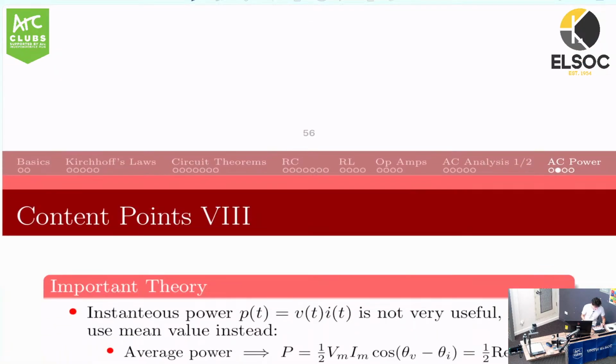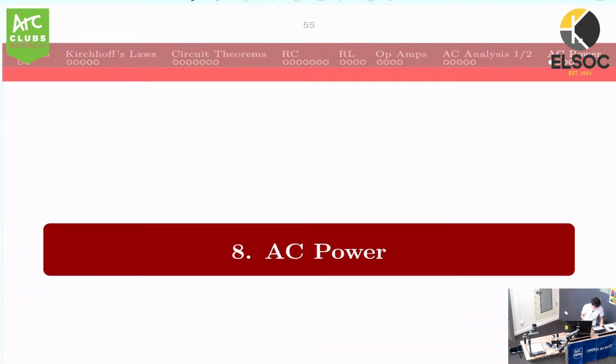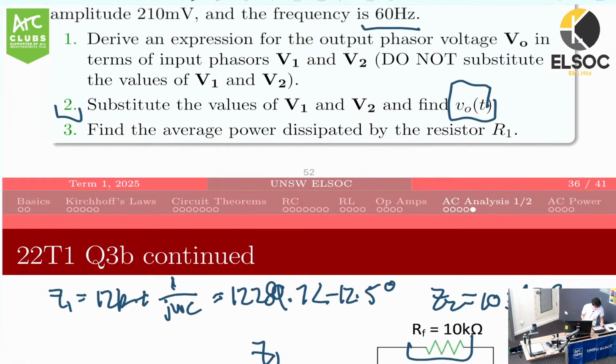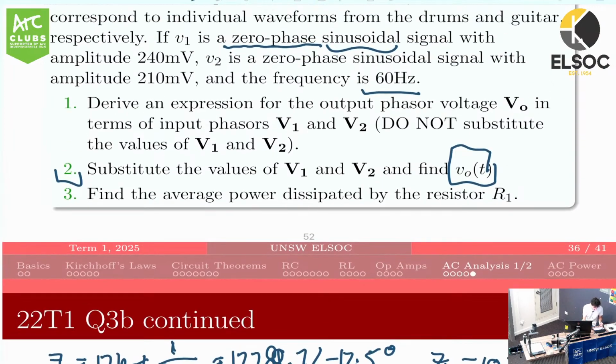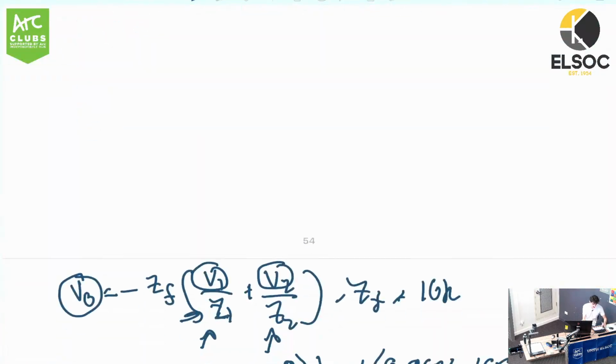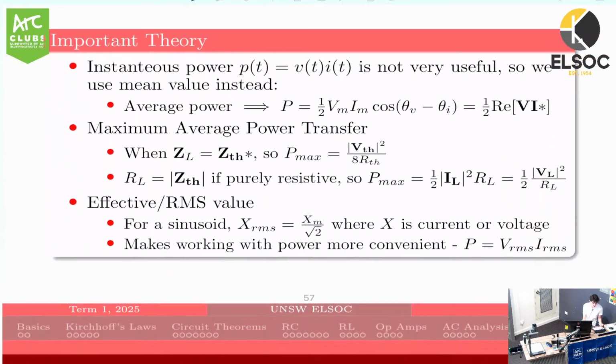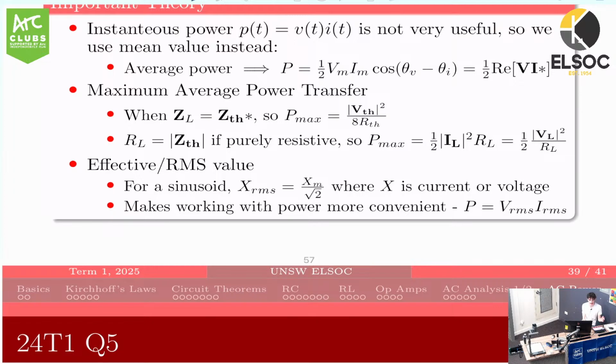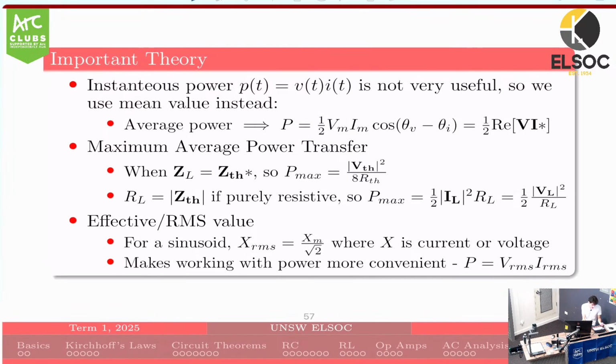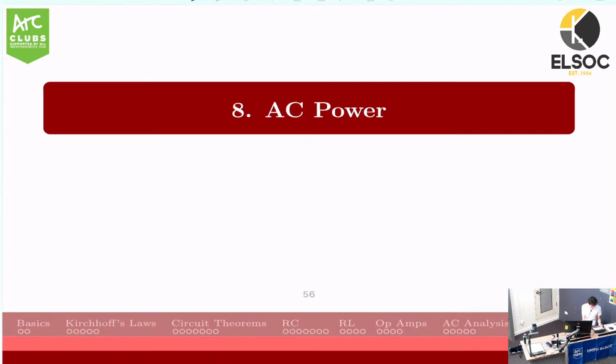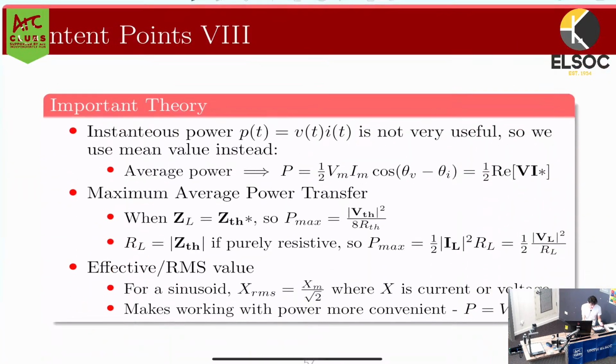Okay. Now for the last part of the question, we need to find the average power dissipated by the resistor. Now this is actually leading into the next topic, so I might cover the theory for that and I'll come back to this question for the last part. So the last bit of theory is about AC power.